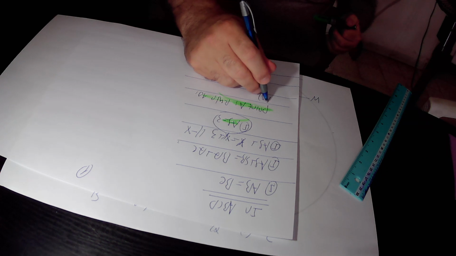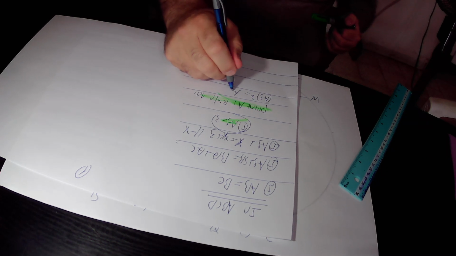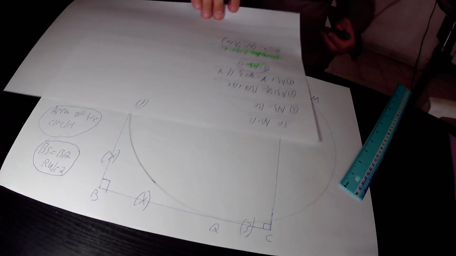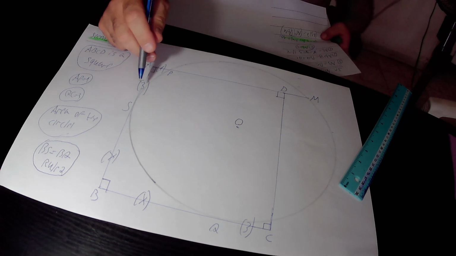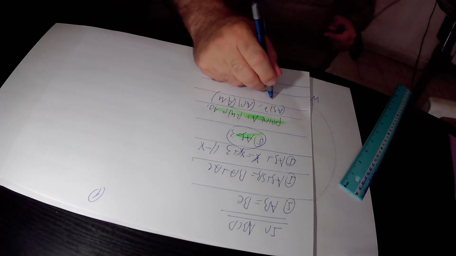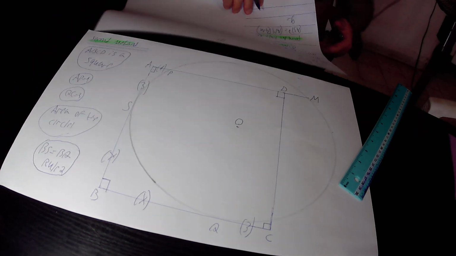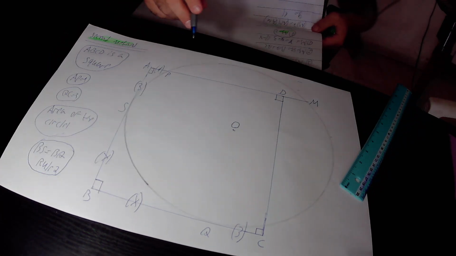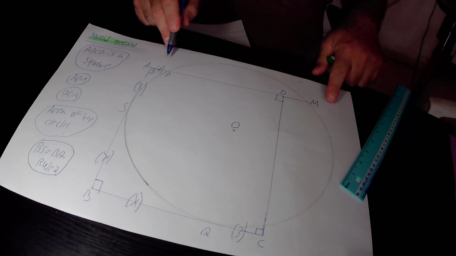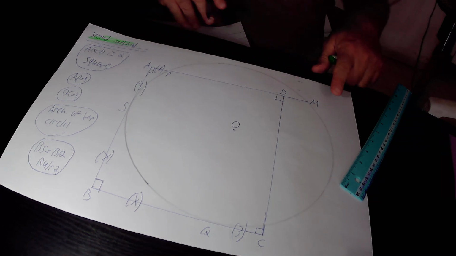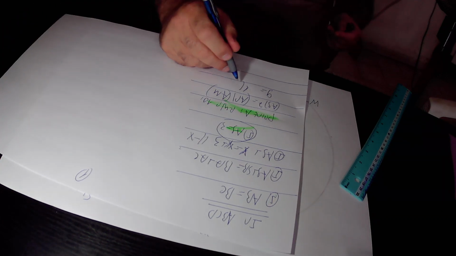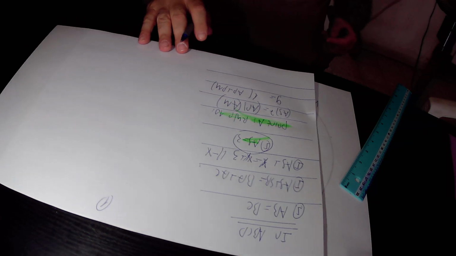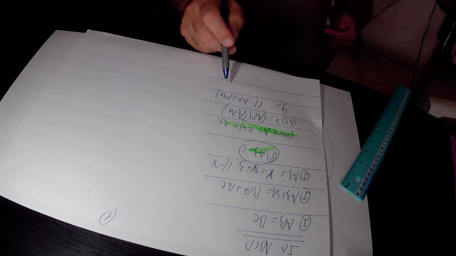AS squared equals AP times AM. According to rule 10, AS is 3, therefore AS squared is 3 squared, that is 9. And it is equal to AP. AP is 1, times AM. AM in total equals AP plus PM. So AM equals AP plus PM. So according to rule 10, we found out that 9 equals 1 times AP plus PM.